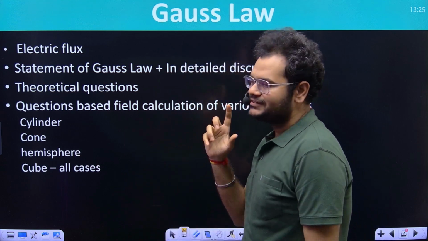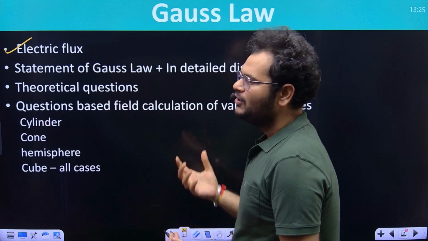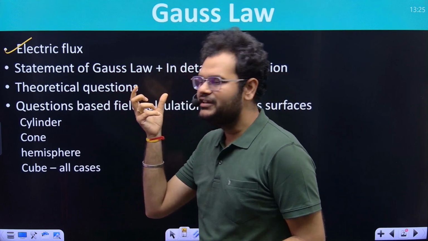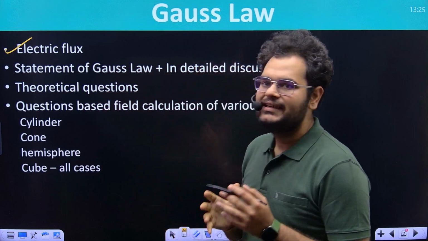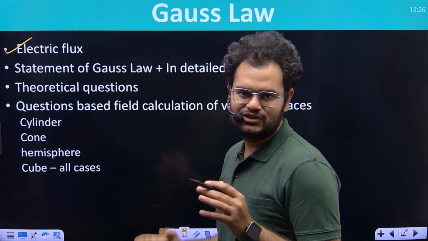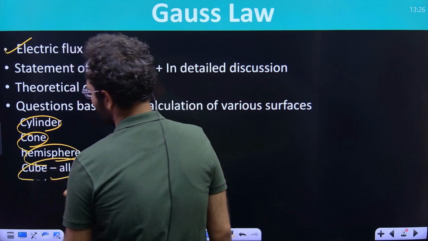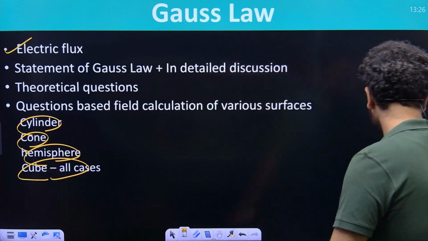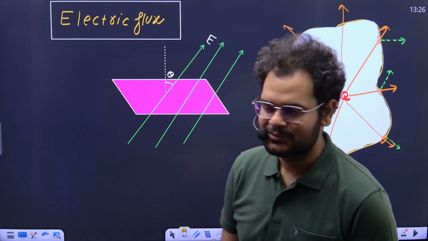What we are going to discuss: first, we will see what is an electric flux, then what is the statement of Gauss law, what are important pointers regarding Gauss law. We will see some theory based questions as well, and then various shapes. Often you are confused in various shapes. That confusion will be cleared today, like cylinder, cone, hemisphere, cube, and various surfaces. So let's begin and first understand what I mean by electric flux.